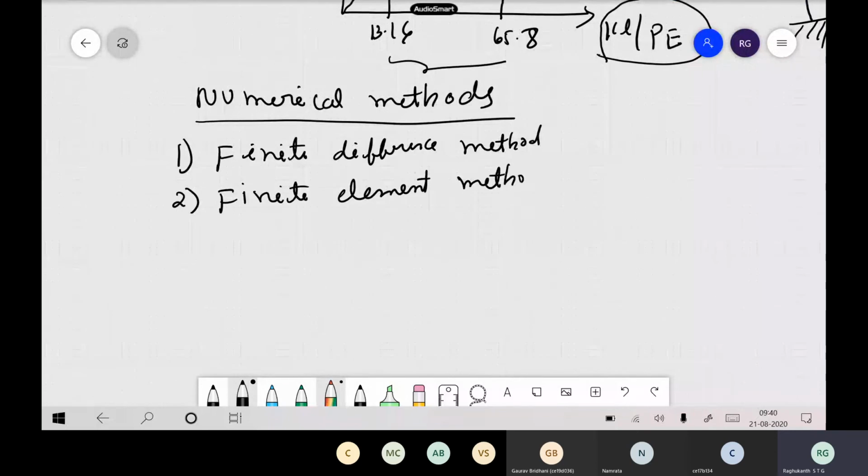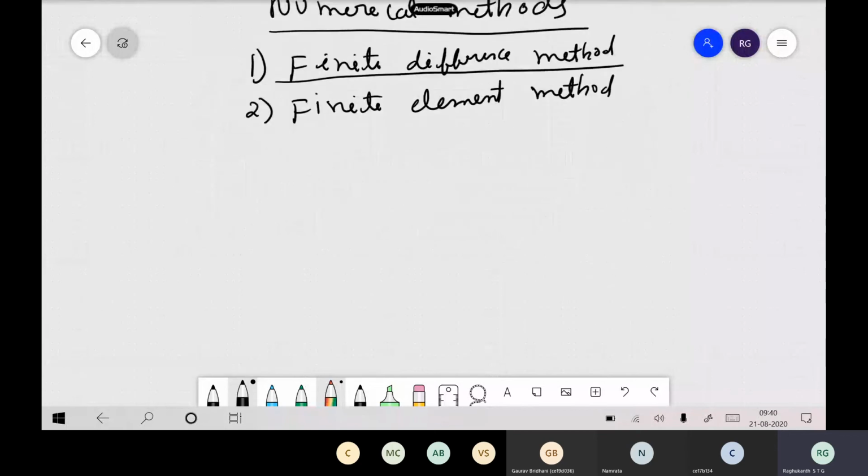Let us say finite difference method. It's straightforward and very easy for buckling problems. So what do you do in finite difference method? For just a straightforward buckling column, it is very easy to solve on a computer.